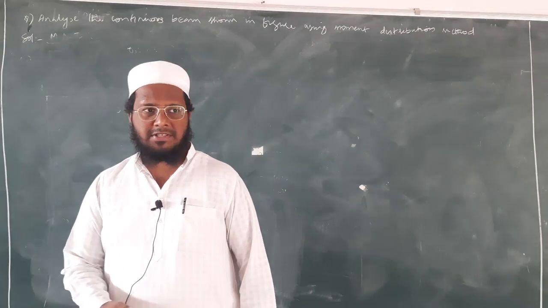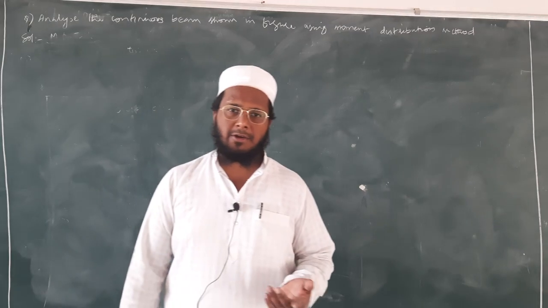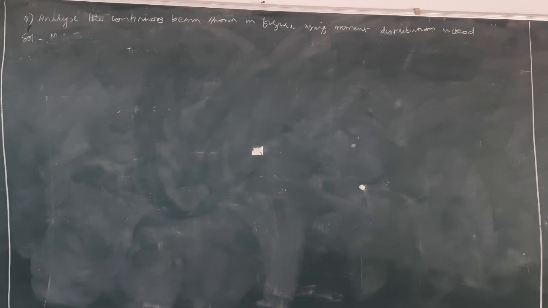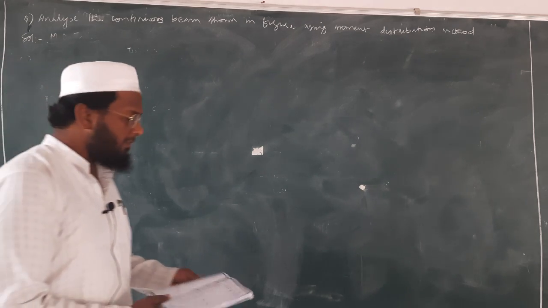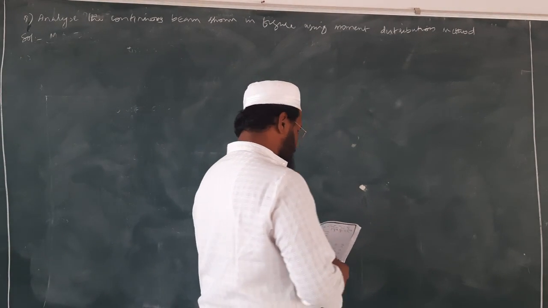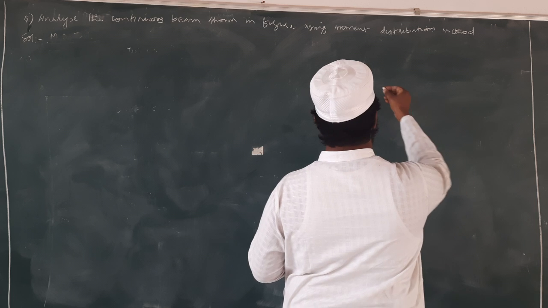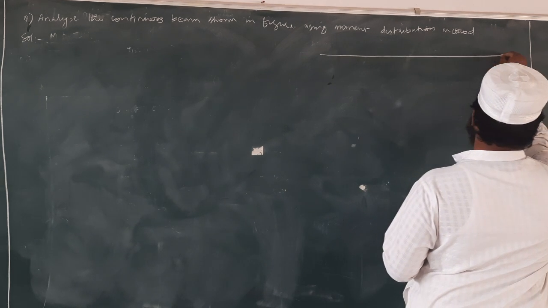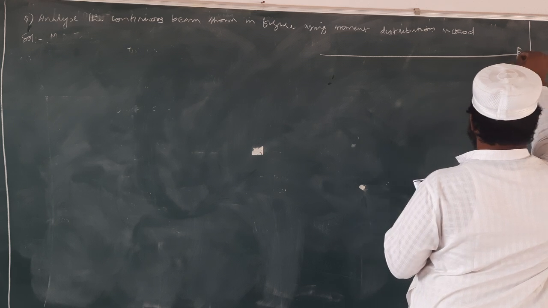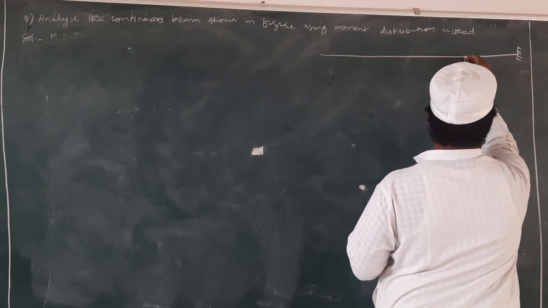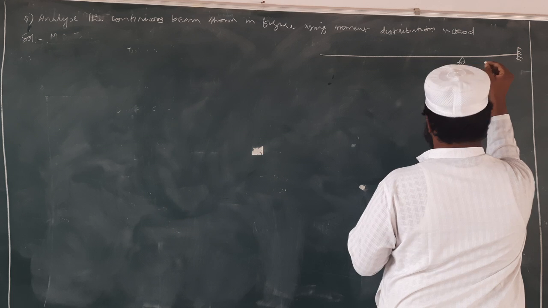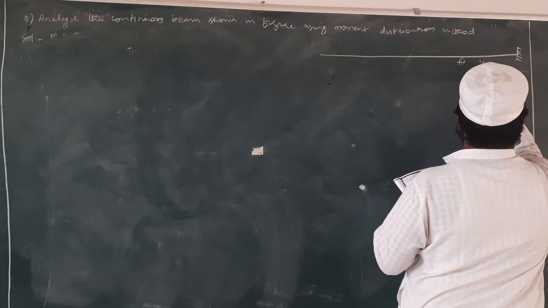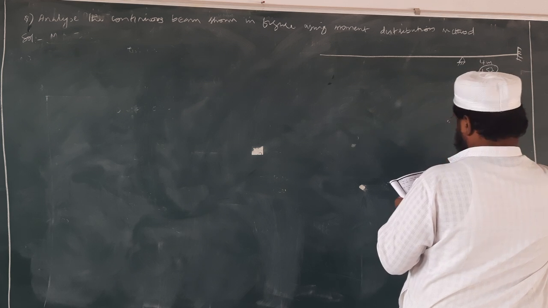So today we'll see another problem related to moment distribution method. Okay, copy down the question. Analyze the continuous beam shown in figure using moment distribution method. The beam is given like this. This is 4 meter and this is 1.5 I.